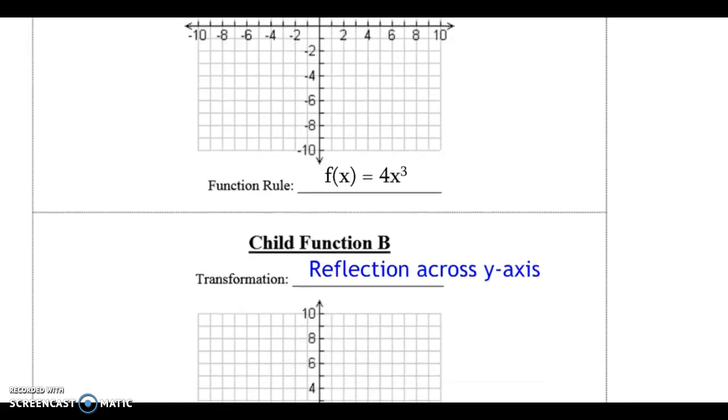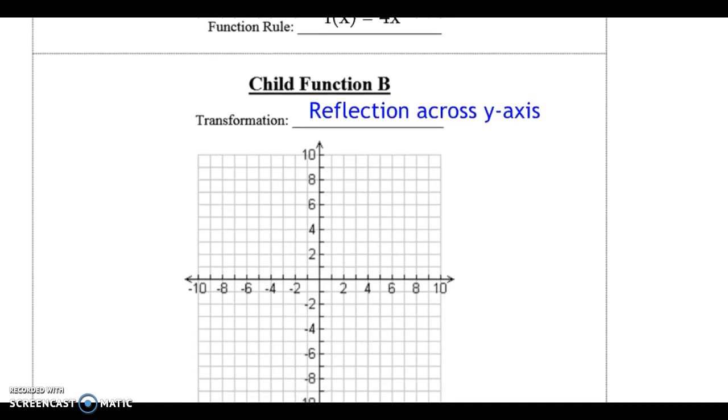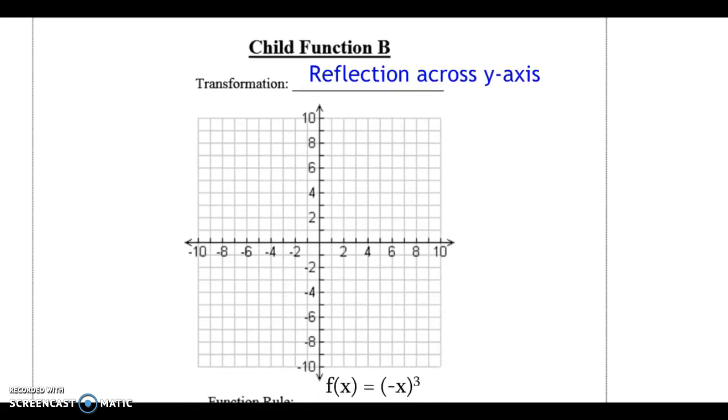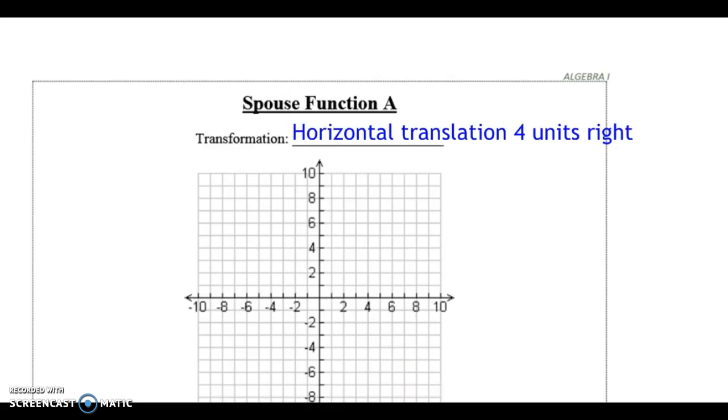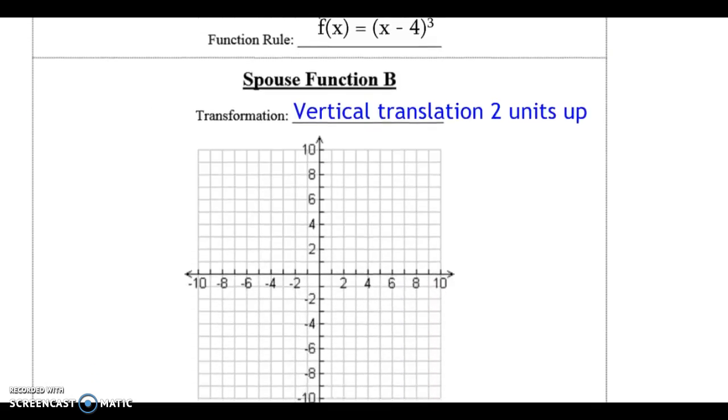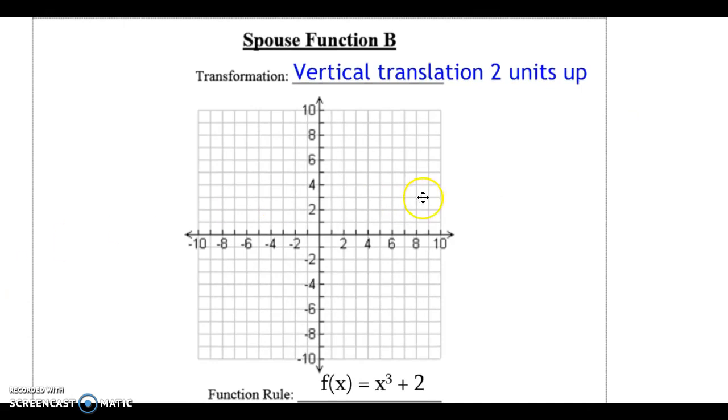For example, child function B is a reflection across the y-axis. It could be any of the reflections. So recall that means we're taking a negative and placing it inside the parent function. Same parent function, but a different type of transformation. And then for spouse function B, we have not a horizontal but a vertical translation, which is 2 units up. That is an addition to the outside of the parent function. Same parent function, different type of transformation.